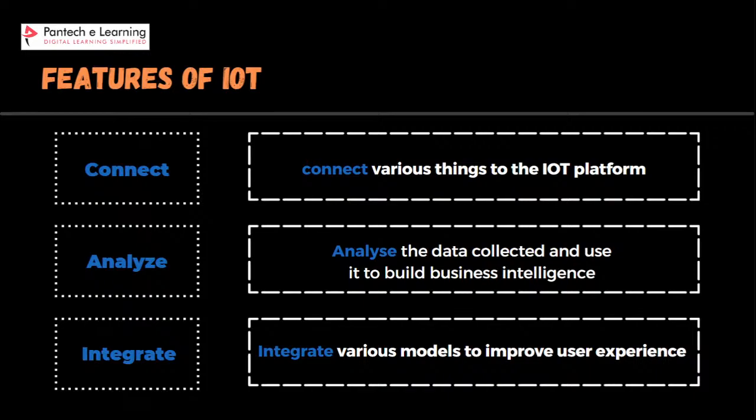Now there are mainly three aspects to IoT as to how it works. First one is connect. It connects various things to the IoT platform. The second one is analyze. It analyzes the data collected and uses it to build business intelligence. Coming to the third one, integrate. It integrates various models to improve user experience.